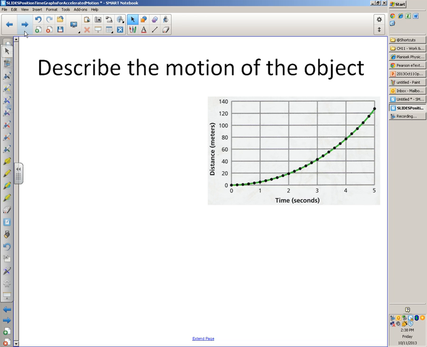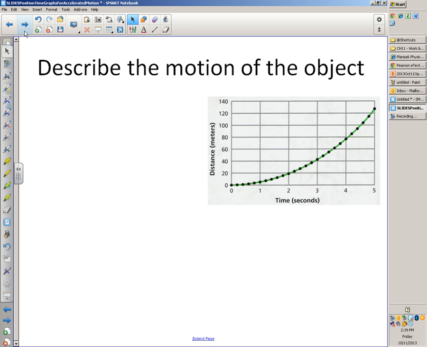Like it says up at the top, describe the motion of the object. What is this object doing? It is gradually increasing its velocity, which means, Margo, if it's gradually increasing its velocity, what would we say about its acceleration?